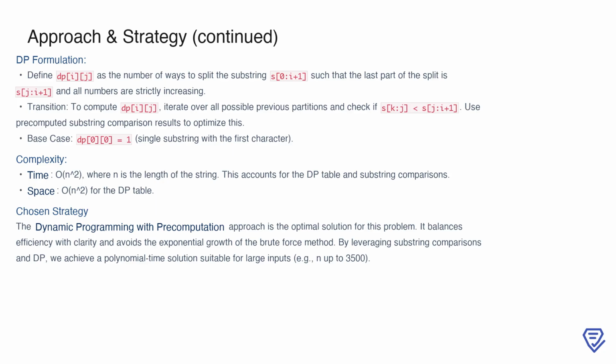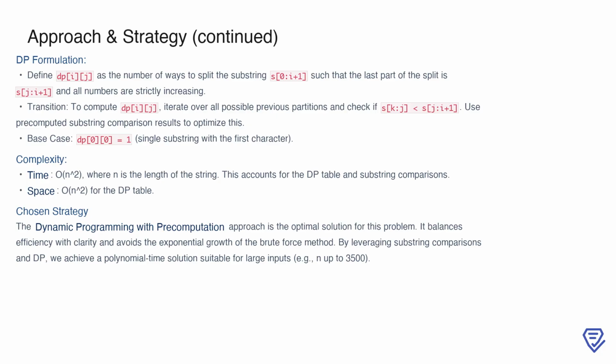We define a DP table dp[i][j], where dp[i][j] represents the number of ways to split the substring s[0..i+1] such that the last segment of the split is s[j..i+1], and all numbers in the split are strictly increasing. To compute dp[i][j], we iterate over all possible previous partition points and check whether s[k..j] is less than s[j..i+1]. By using pre-computed results for substring comparisons, we can optimize this step.